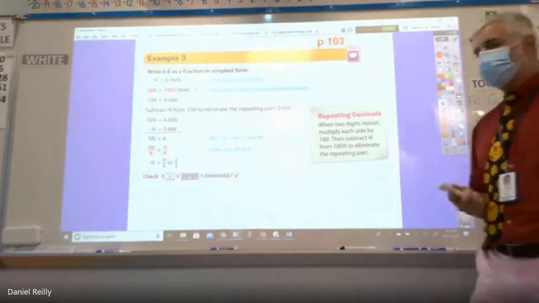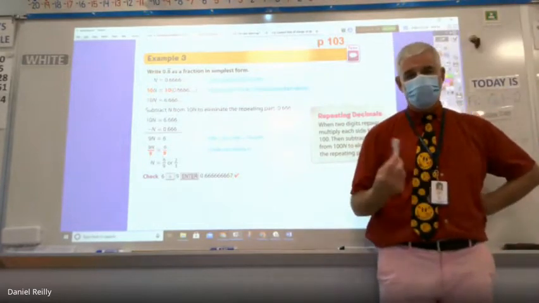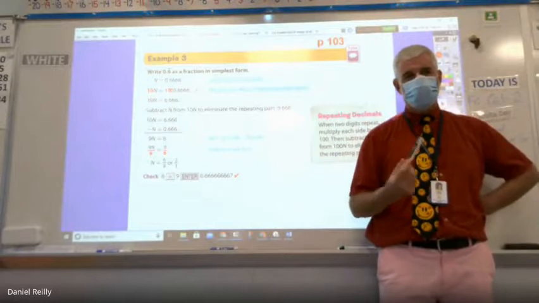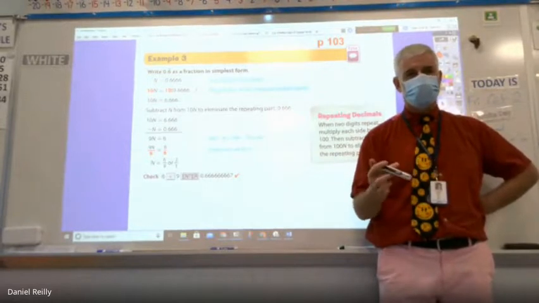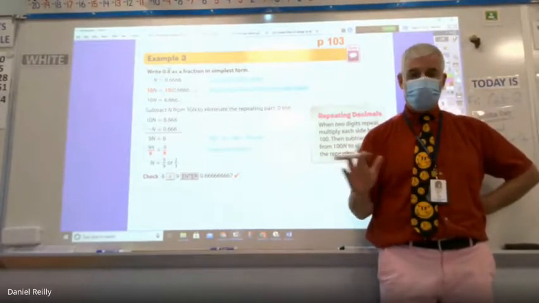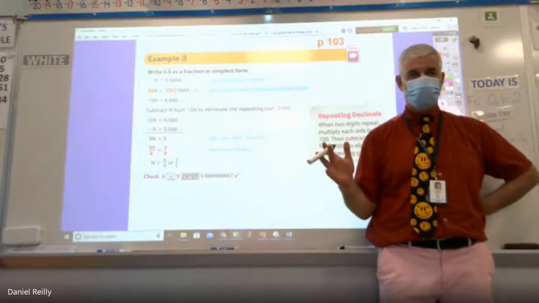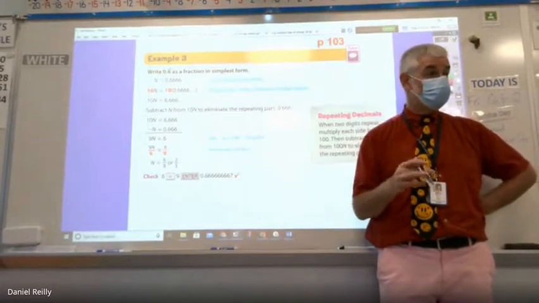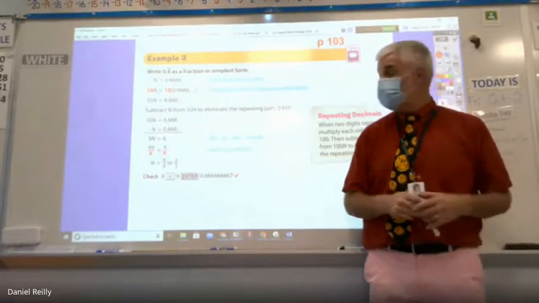All right, this problem is the real challenger problem. I'm debating whether or not I would require you to do these, but I'm going to go through this example. It's really a great algebra example of how you convert a repeating decimal to a fraction.